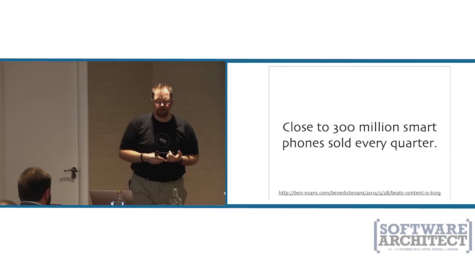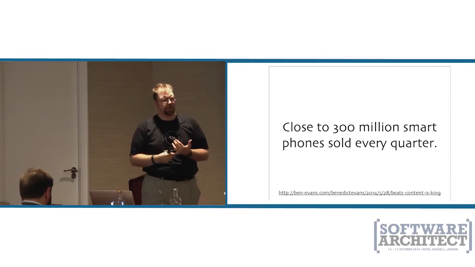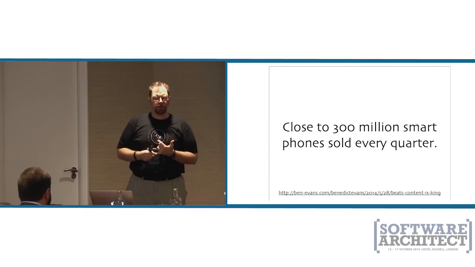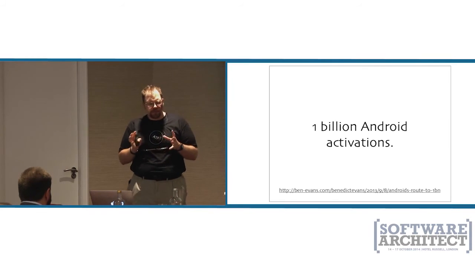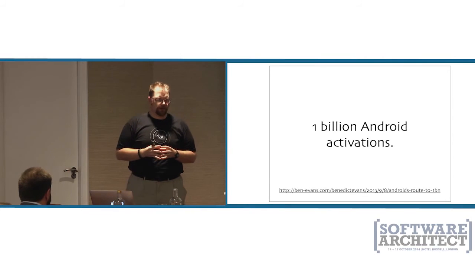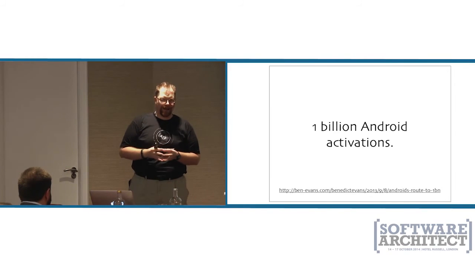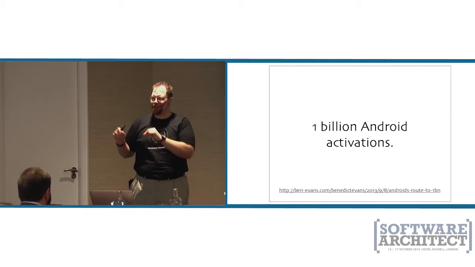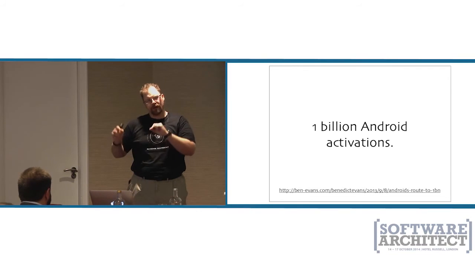But it is pretty stunning to me. We're talking about 300 million smartphones being sold every quarter. Every quarter, 300 million smartphones are going out the door. We've got about 1.5 billion of them floating around in the world right now. 1.5 billion.